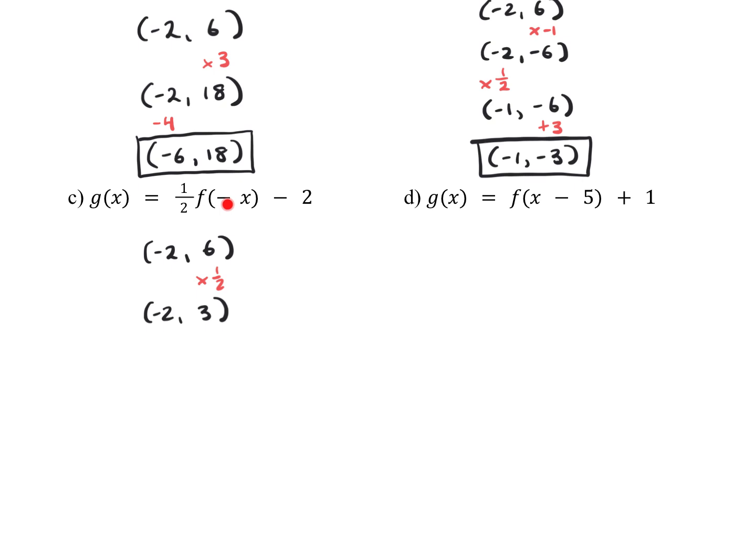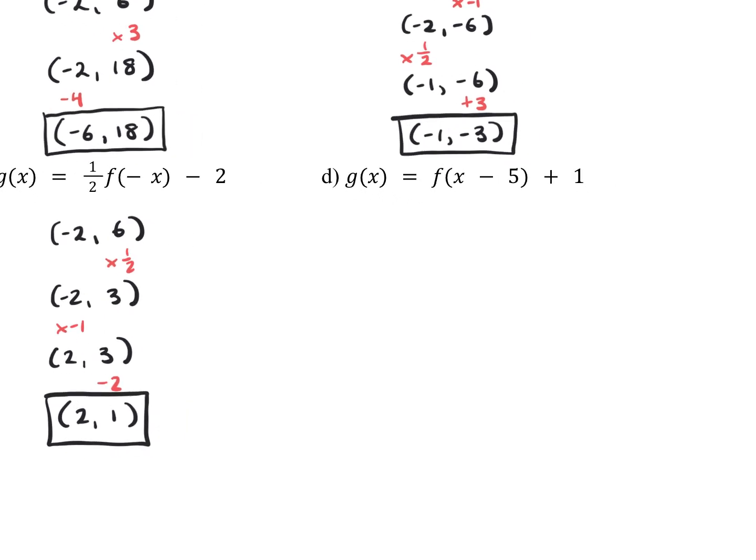This is a reflection over the y-axis, which is horizontal. It's affecting x. So I'm going to multiply my x value by -1. And then I have a vertical translation down 2. So I'm going to subtract 2 from my y value. So I have 2, 1 as my transformed coordinate.